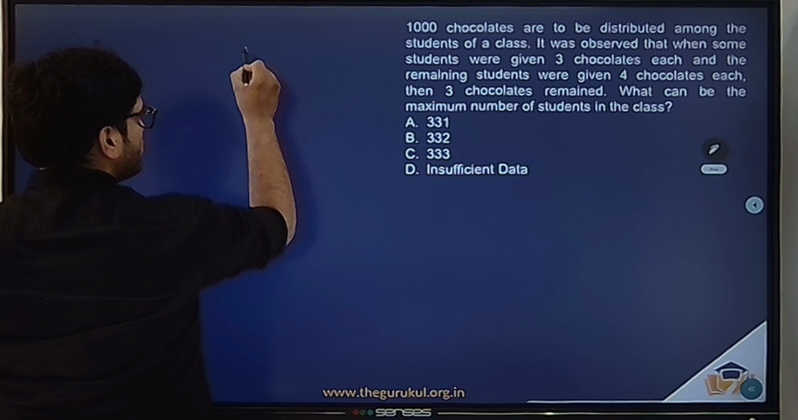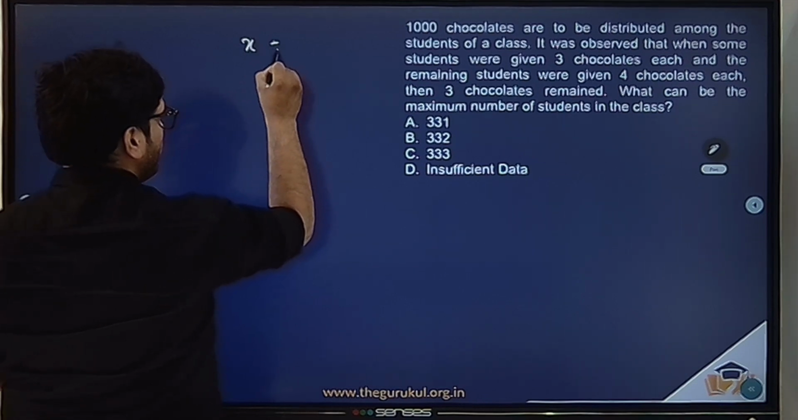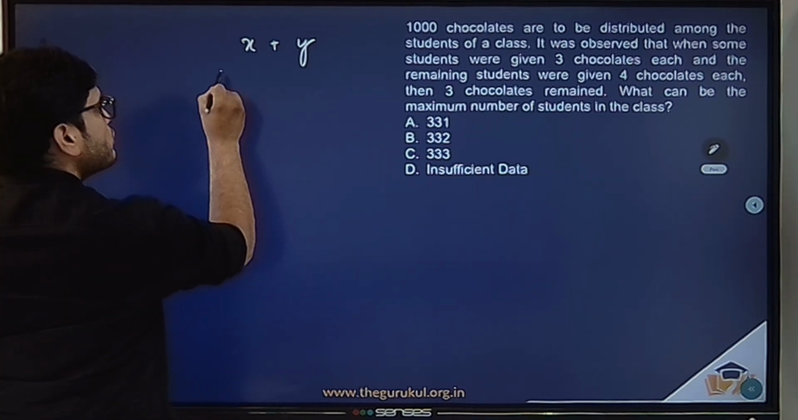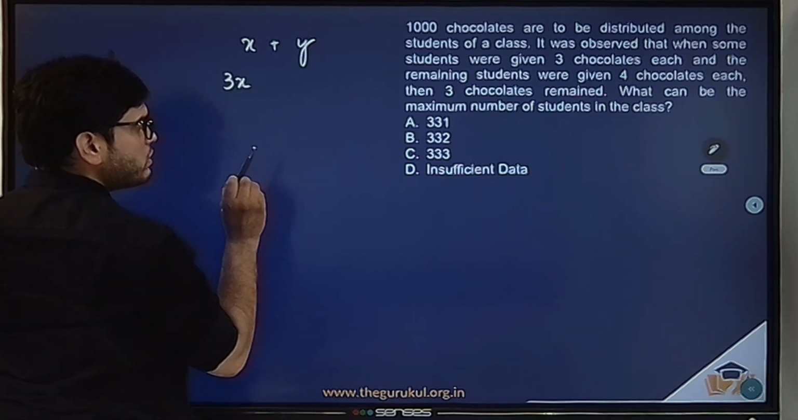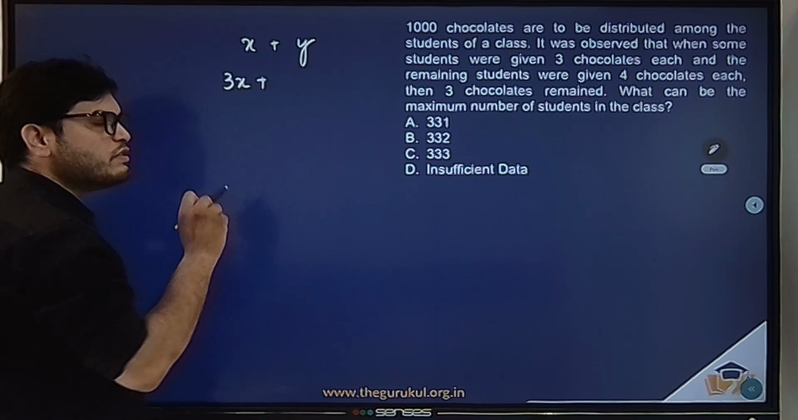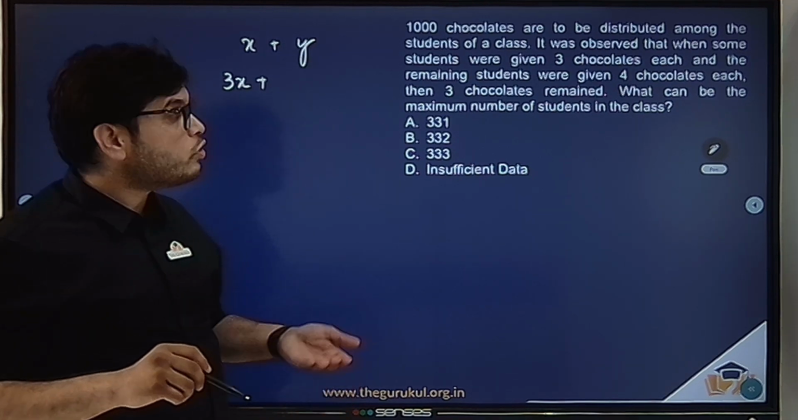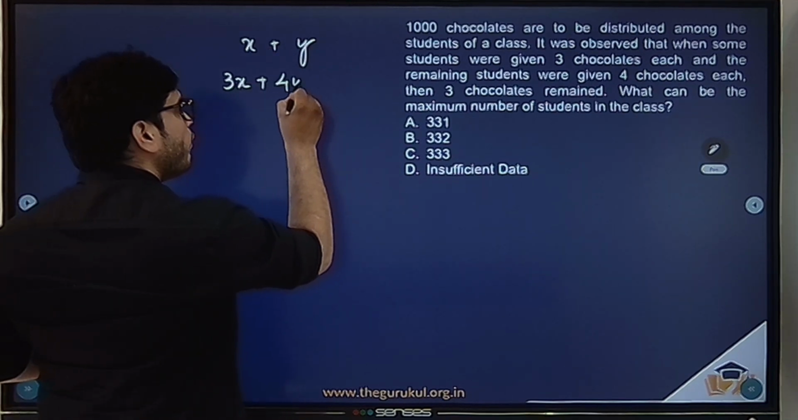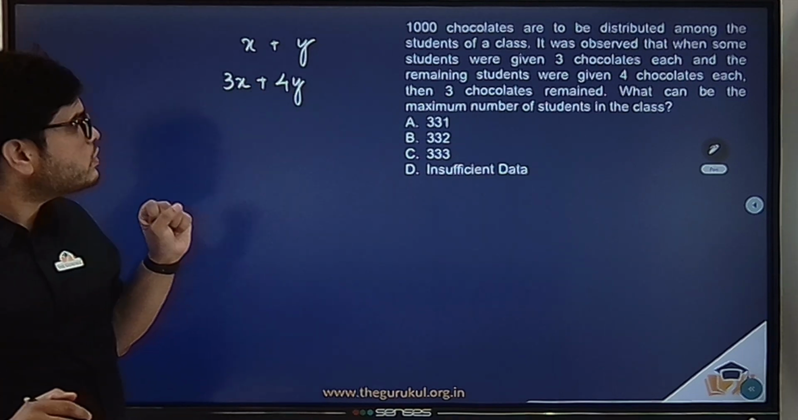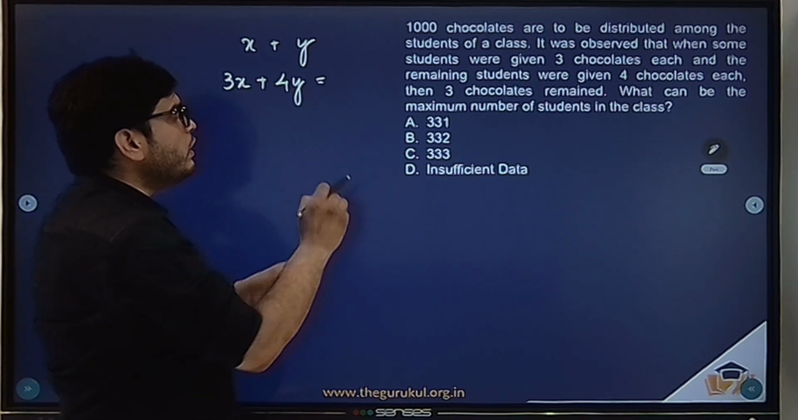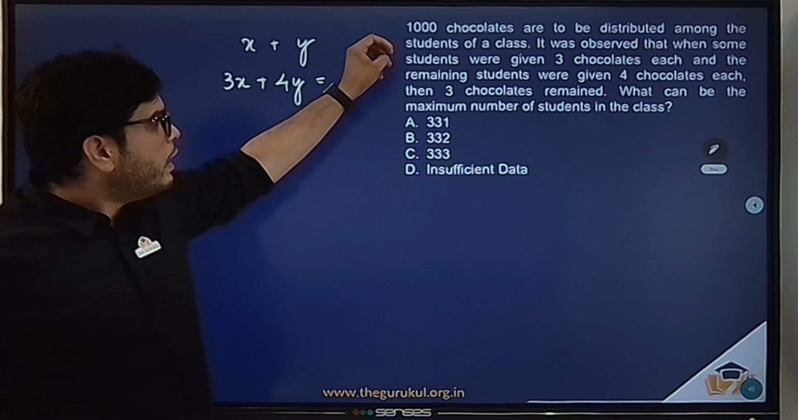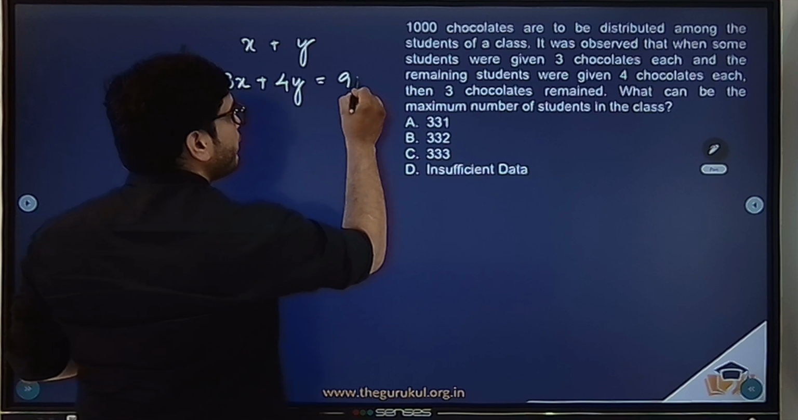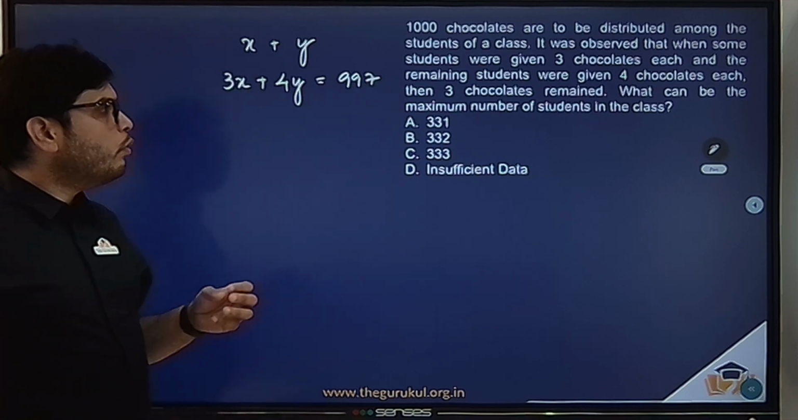Now let me consider the number of students in the class as x plus y, in which x students are given 3 chocolates each. So they will be receiving 3x chocolates in total. And let me assume these y students received 4 chocolates each. So a total of 4y chocolates were distributed among those y students. Right. Now this is equal to, initially there are 1,000 chocolates and after distribution you are left with 3 chocolates. So a total of 997 chocolates were distributed.